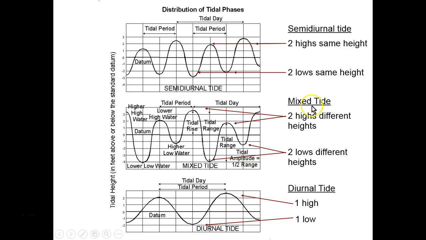Okay, so again, here we have some tidal graphs that are showing you that. Semi-diurnal means you have two high tides that are about the same height and two low tides that are about the same height over the course of a tidal day, which would be a lunar day, right? Mixed tide, you also have two highs and two lows, but they differ in height. Diurnal, you only have one high and one low over the course of a tidal day.